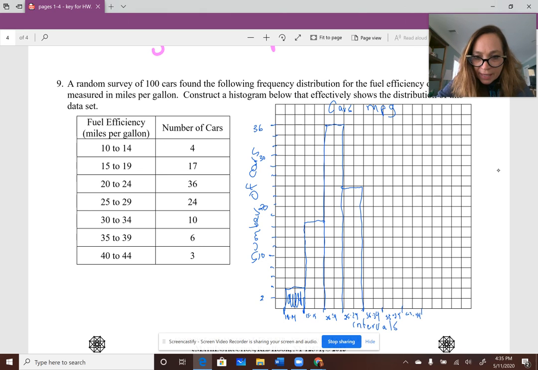Nope, I'm still good. 10. And then 6. And then 3. So 3 is halfway between 2 and 4. Okay, so that's the general idea.